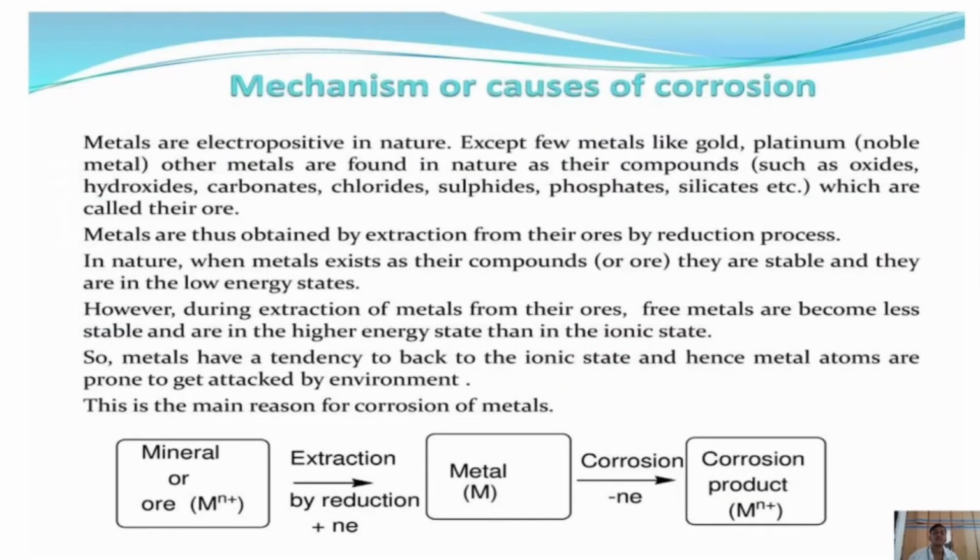Mechanism or causes of corrosion. Metals are electropositive in nature, except a few metals like gold and platinum. Other metals are found in nature as their compounds such as oxides, hydroxides, carbonates, fluorides, sulfides, phosphates, silicates, etc., which are called their ore. Metals are thus obtained by extraction from their ores by a reduction process. In nature, when metals exist as compounds, they are stable and in low energy states. However, during extraction, free metals become less stable and are in a higher energy state than in the ionic state. So metals have a tendency to go back to the ionic state, and hence metal atoms are prone to get attacked by the environment. This is the main reason for corrosion of metals.